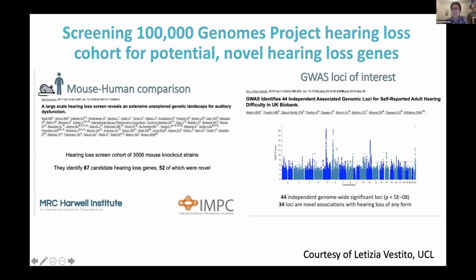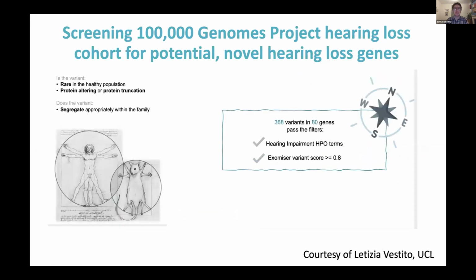There's also been a GWAS published a couple of years ago now, using UK Biobank data. So what Leticia has done is to look at all the 100,000 Genomes Project unsolved cases and look for rare protein altering or protein truncating variants that segregate in either the genes from the IMPC study or the GWAS. And sure enough, she's got some nice candidates in some 80 genes where the patients are annotated with hearing impairment HPO terms. So we're going through and validating some more of those.